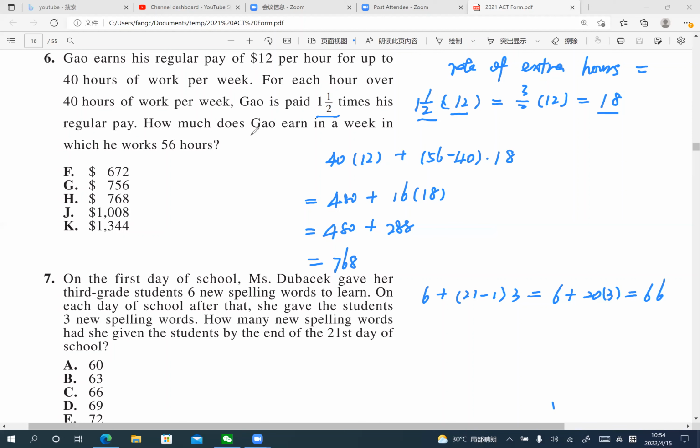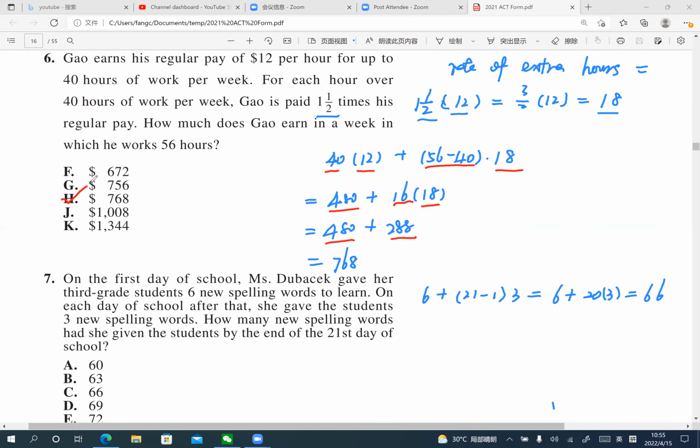Continue. How much does Gao earn in a week in which he works 56 hours? So in 56 hours, the first 40 hours is regular pay. So 40 hours times $12 per hour plus the extra hours, which is 56 minus 40, so it is 16 hours. And the rate of extra hours is $18. So 16 times 18 plus the regular pay 40 times 12, which is 480. So 480 plus 16 times 18, which is 288. So the final answer is 768. So we should choose option H.